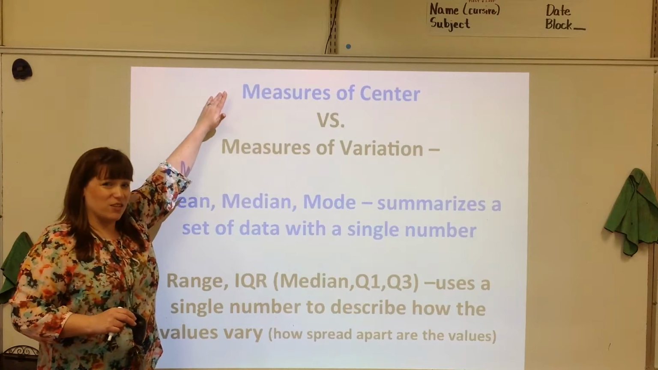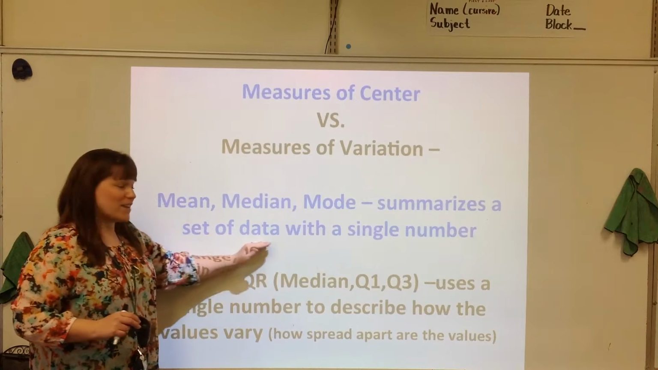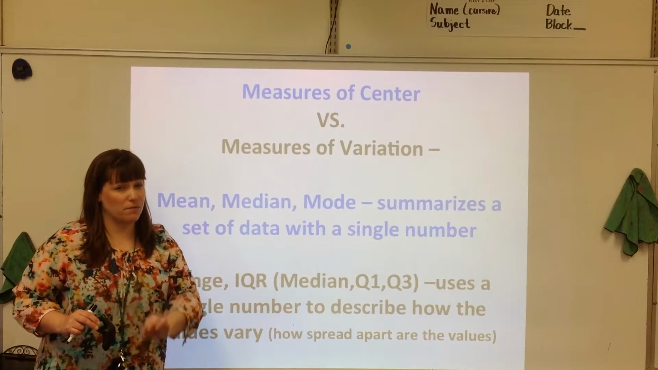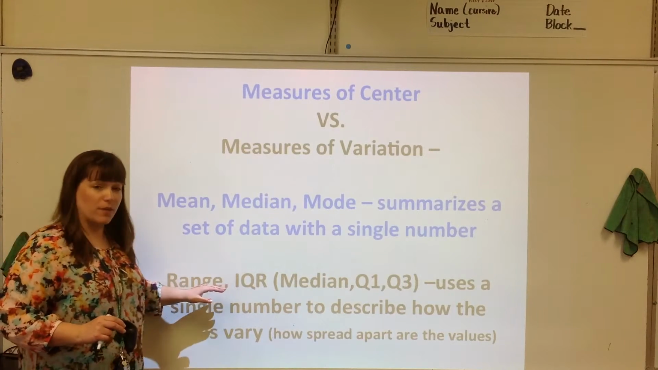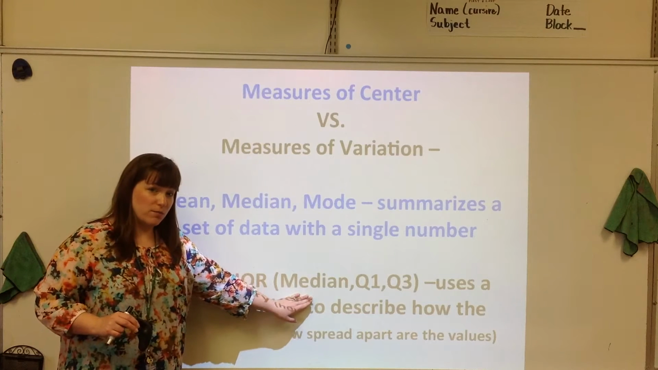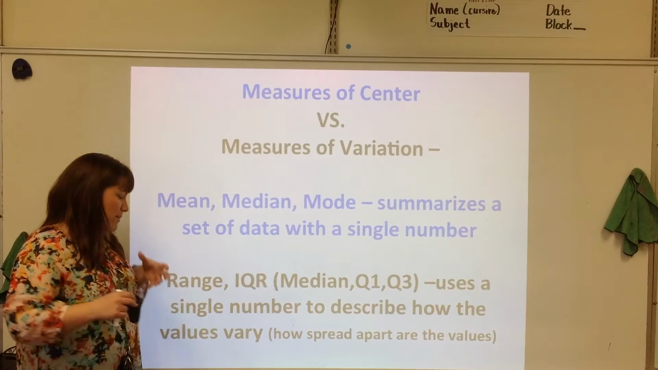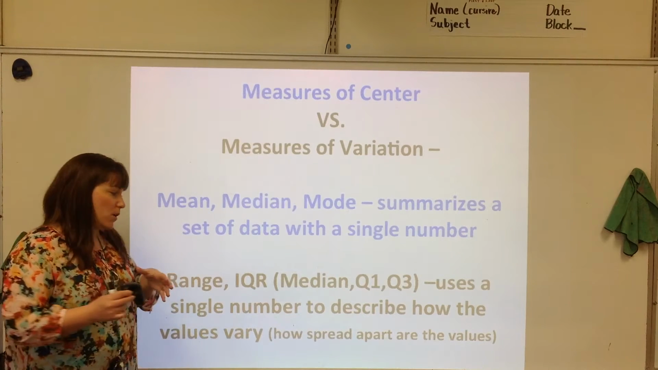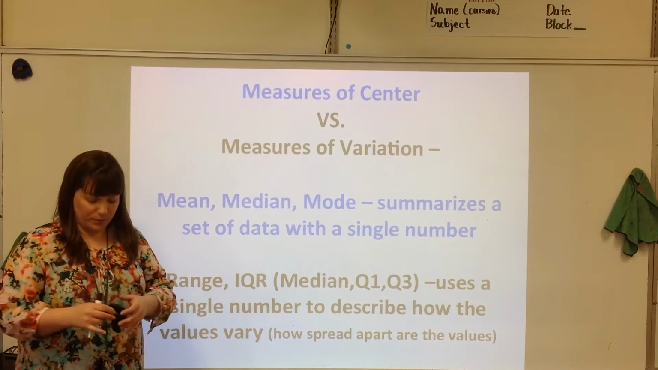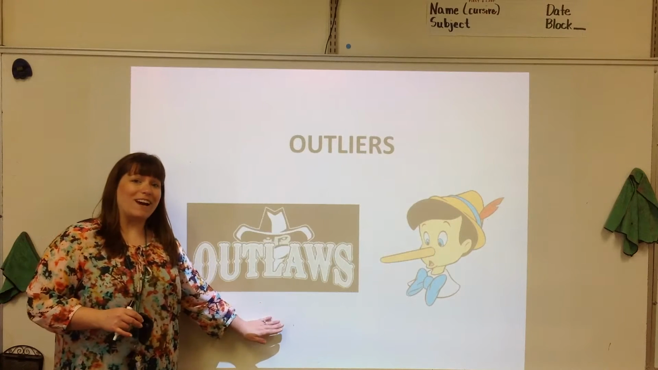Remember, measures of center, mean, median, mode, summarize a set of data with a single number. It's different than what we're talking about with measures of variation. Measures of variation include range and IQR, which does involve the median and the Q1 and Q3, but it uses a single number to describe how the values vary, or how the spread is, how far apart are the numbers. So, in this video, we're basically going to focus on outliers.